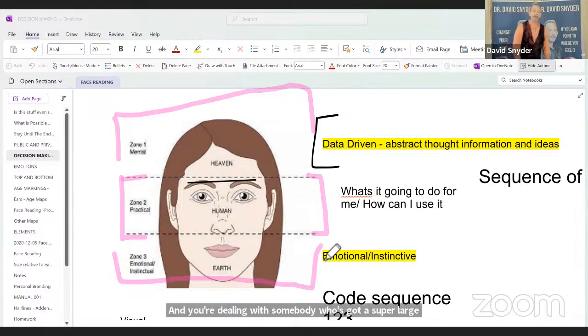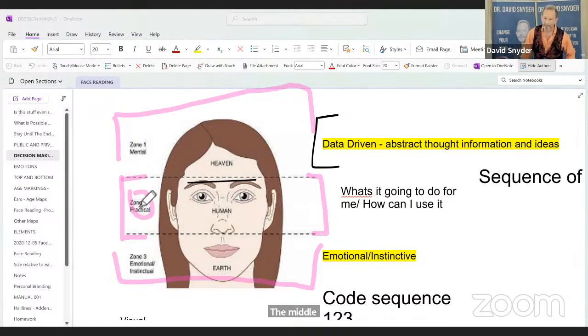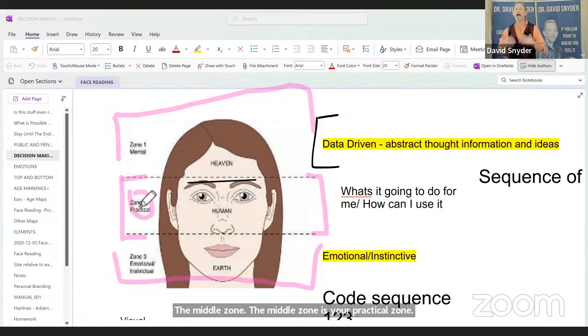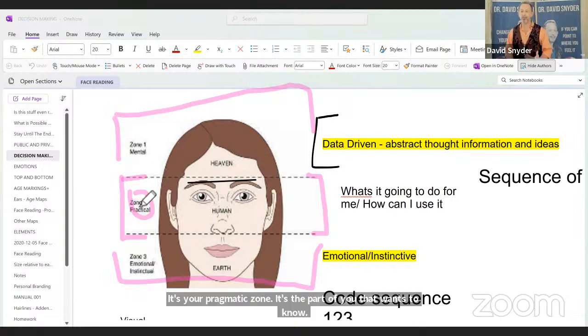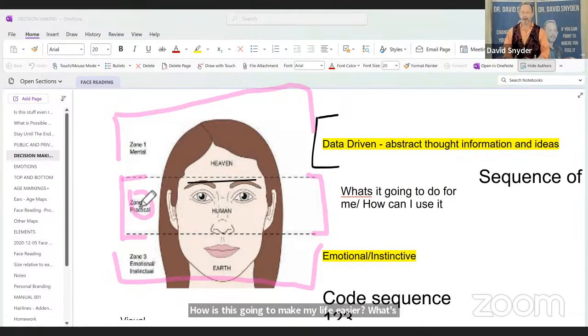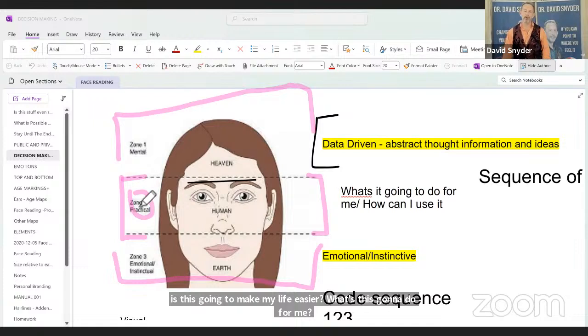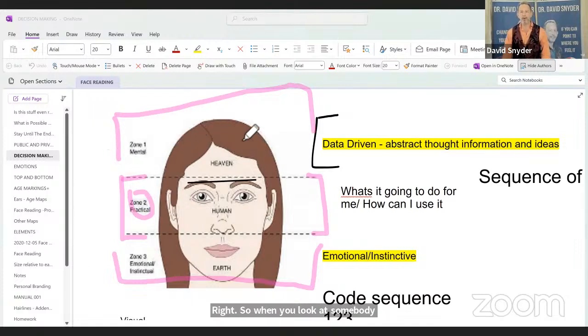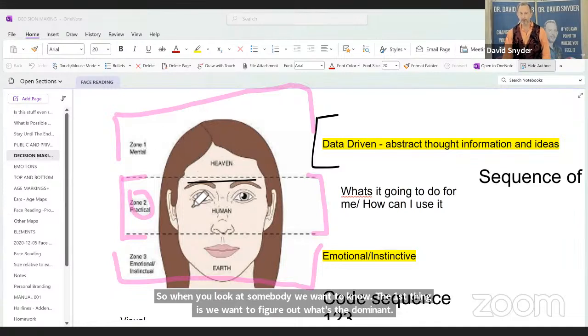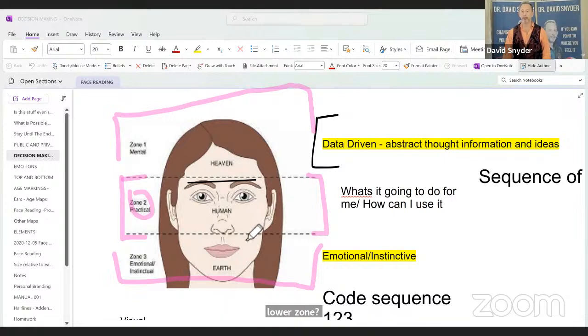One of the ways that you can save yourself is by talking about things in terms of the middle zone. The middle zone is your practical zone. It's your pragmatic zone. It's the part of you that wants to know, how is this going to make my life easier? What's this going to do for me? So when you look at somebody, the first thing is we want to figure out what's the dominant zone. Is it the upper zone, the middle zone, or the lower zone? What's the second dominant zone? Upper, middle, or lower? What's the third? That's going to give you a sequence.